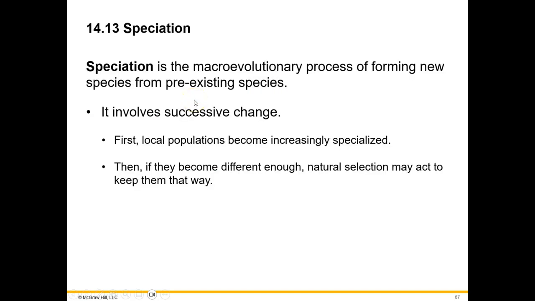When we talk about speciation, it's just the macroevolutionary process of forming new species from pre-existing species. So you could think of this as the moment where we have one species that has two groups that keep getting more and more different characteristics. Whatever their different habitats are, we're favoring different genes. And as a result, they're getting more different as time goes on, until the point where they have become so specialized and different enough that now natural selection may act to keep them that way and make it to where they can't breed and create viable offspring. So you could think of speciation as the moment where one species diverges into two.